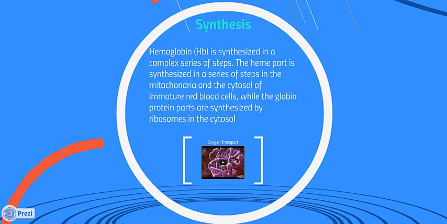Synthesis. Hemoglobin, Hb, is synthesized in a complex series of steps. The heme part is synthesized in a series of steps in the mitochondria and the cytosol of immature red blood cells, while the globin protein parts are synthesized by ribosomes in the cytosol.